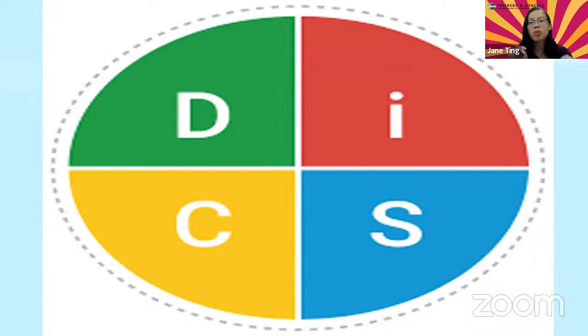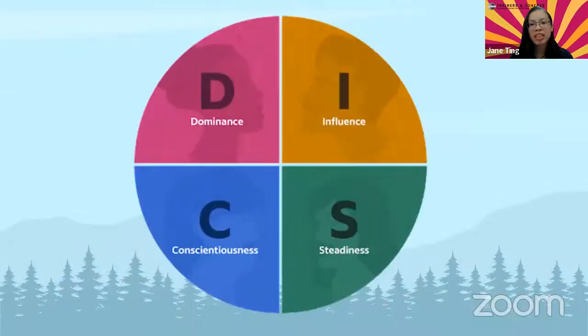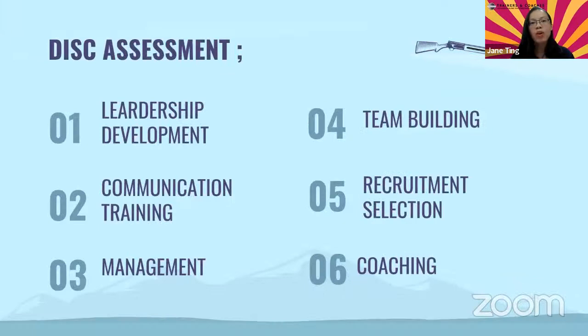So you can slowly identify which trait you are. Along the way, you'll realize, am I a D, an I, a C, or an S? So what are these personality traits for? D stands for dominance, I for influence, C for conscientiousness, S for steadiness.